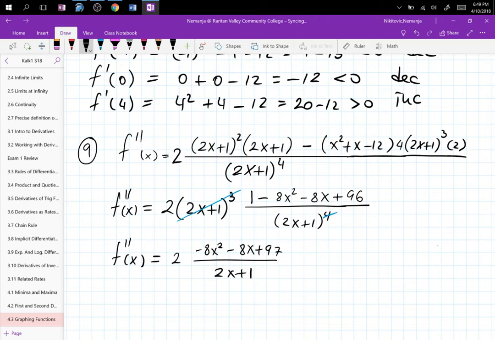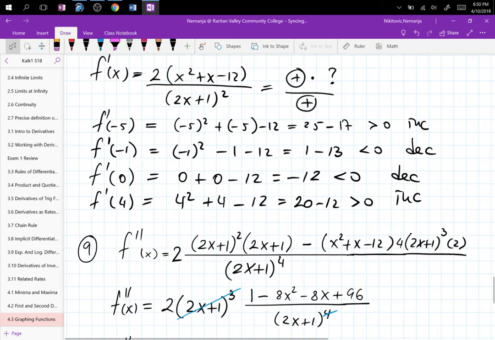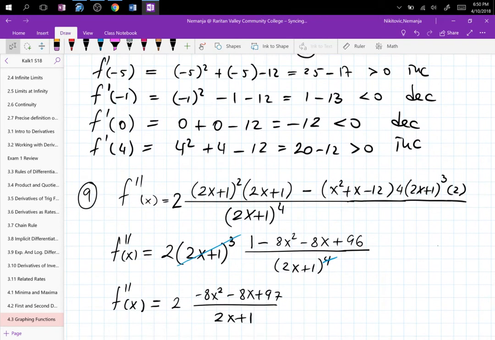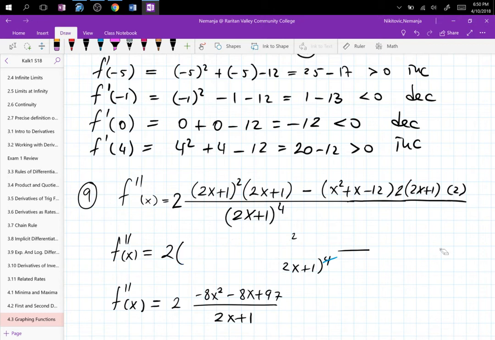So copy this one, the derivative of the 2x plus 1, copy this one times the derivative. Oh, that's where the mistake is. Guys, I'm taking the derivative of 2x plus 1 squared, not to the 4th. So this over here is 2, and that exponent doesn't exist. Okay, so just this is wrong, everything else is good.